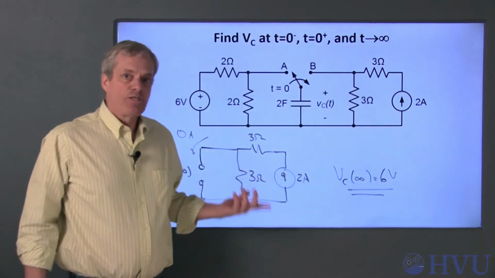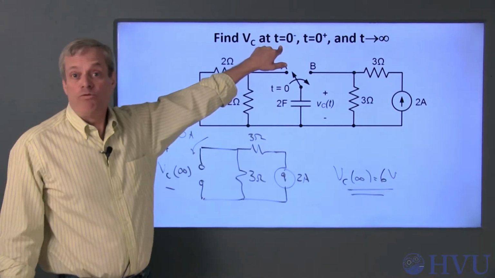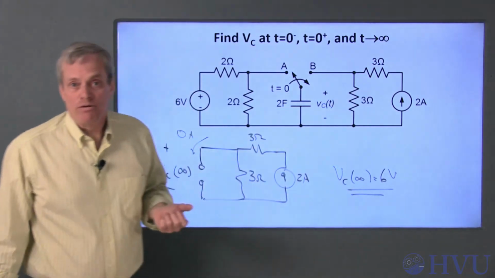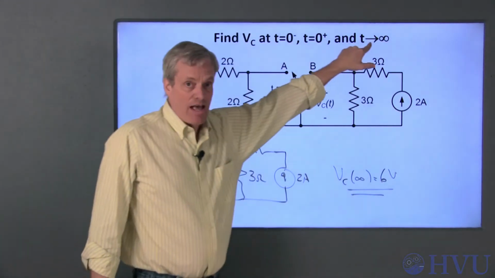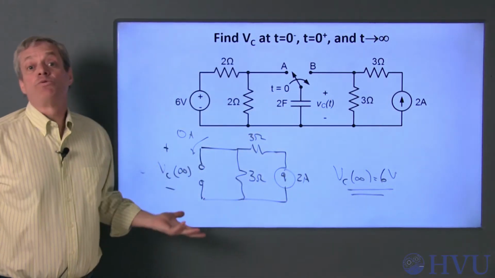The voltage at t equals 0 plus is the initial condition on the differential equation that will model the capacitor voltage for all times t greater than 0. The process of the transition from its initial to its final value at t goes to infinity requires us to solve that differential equation, which we'll do later.